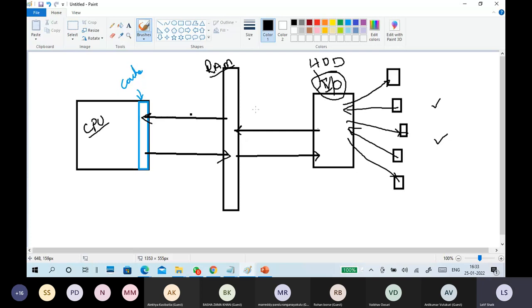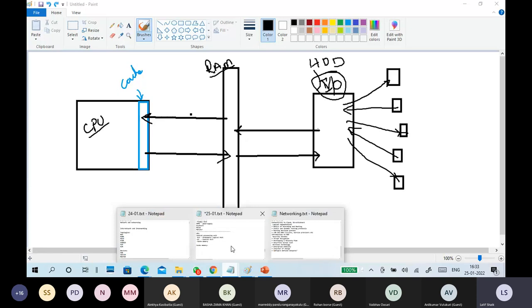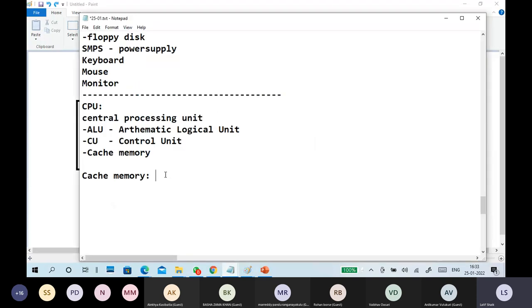So when you are connecting your RAM to CPU, you are not connecting directly. Again, you are connecting through cache memory. So this is how it is connected. So what is this cache memory?